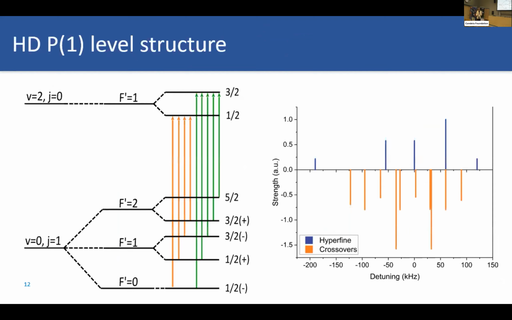So then if we move to the HD P1 level structure, for example, you see that the excited state is split by only 45 hertz. So you can assume this is a near degenerate state, and you have 5 different ground states, equaling this hyperfine stick spectrum with the imposed positions of the possible crossovers.